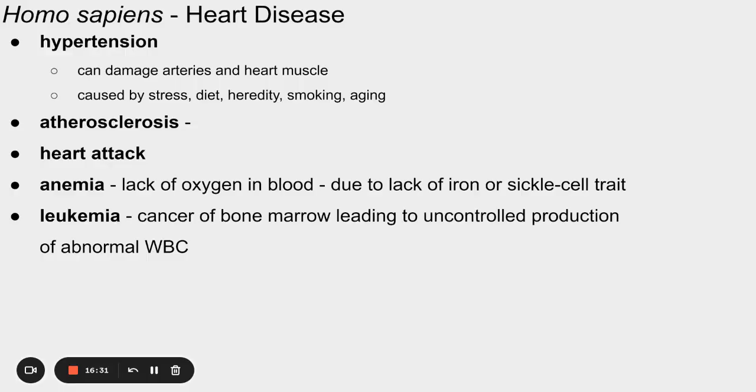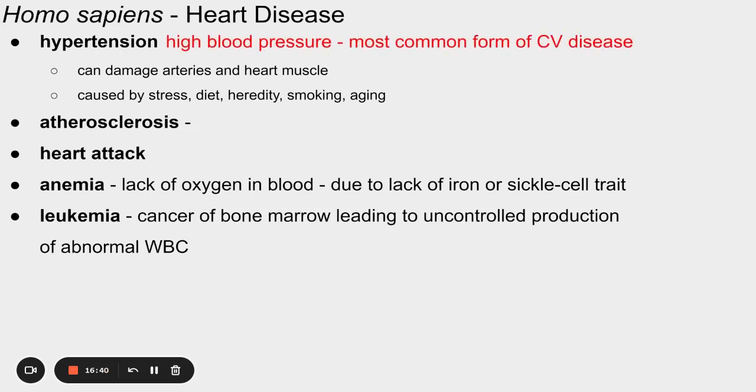Let's talk about a couple types of diseases of the circulatory system. There's a lot. Hypertension is high blood pressure. Okay, this is the most common form of circulatory system disease. When our blood pressure is higher, it can affect lots of different organs of the body. If it's too high, it can be damaging to our heart muscle, and our kidneys don't work properly.